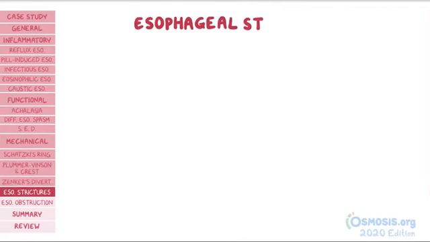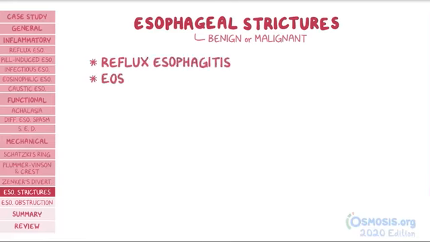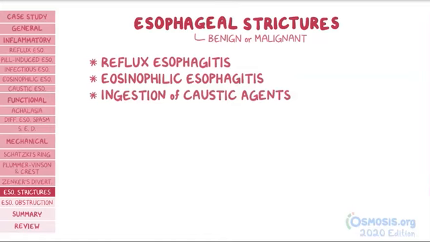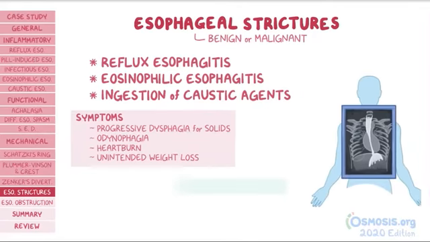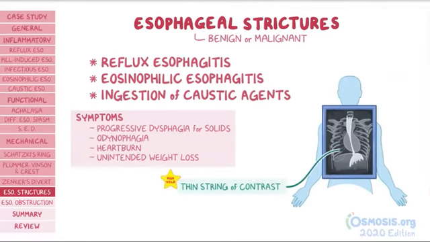Moving on to esophageal strictures, which is the narrowing of the esophagus. They can be subdivided into benign or malignant. Benign esophageal strictures are typically caused by reflux esophagitis, eosinophilic esophagitis, or ingestion of caustic agents, and these individuals have symptoms of progressive dysphagia for solids, odynophagia, heartburn, and unintended weight loss. On a barium swallow, the stricture causes the flow of barium to get obstructed, so that it looks like a thin string of contrast going through the esophagus.